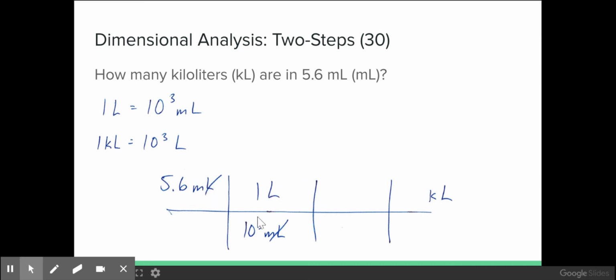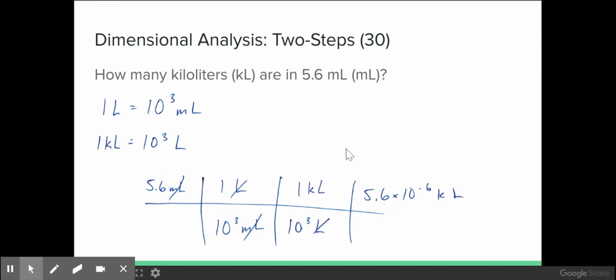Okay, so let's just ignore our beginning part of this problem. Just treat this as though it's 1 step. How would I get from capital L to kL, right? But here's my equivalence statement up here that I'm going to need to do that. I know that 1,000 liters is the same as 1 kiloliter. I'm going to need to put liters on the bottom and kiloliters on the top.